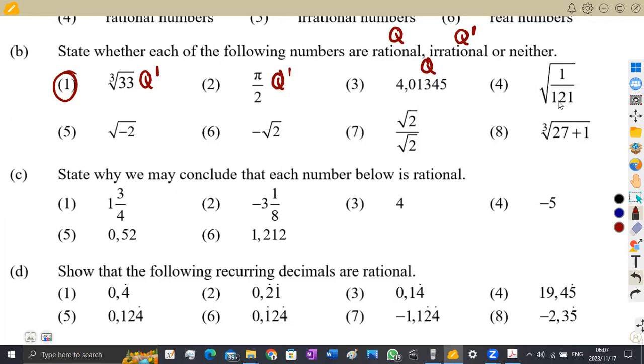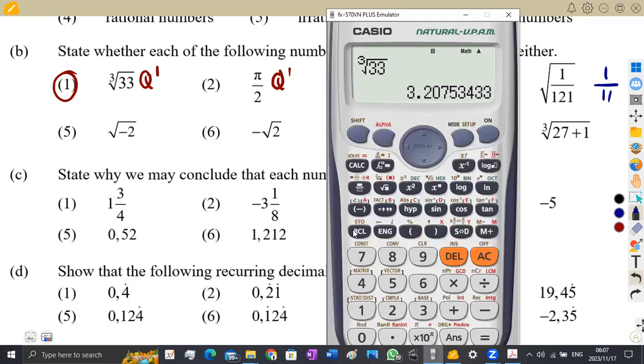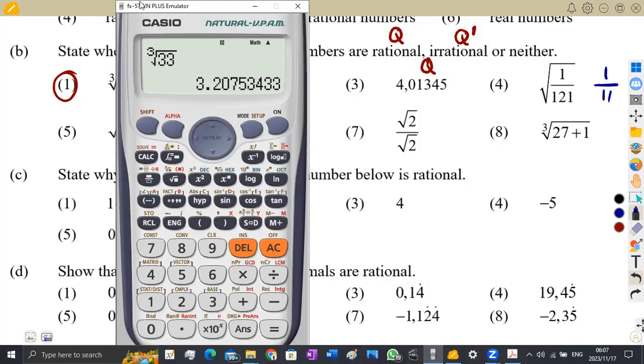Then we've got the square root of 1 over 121. We know that the square root of 1 is 1. The square root of 121 is 11. So it's going to be 1 over 11. But if you do not know this, guys, use your calculator to prove this. The square root of, put a fraction, 1 over 121 like this. You are going to obtain 1 over 11.